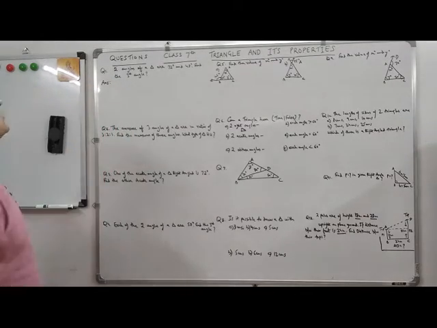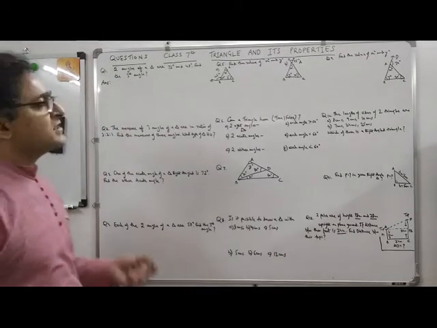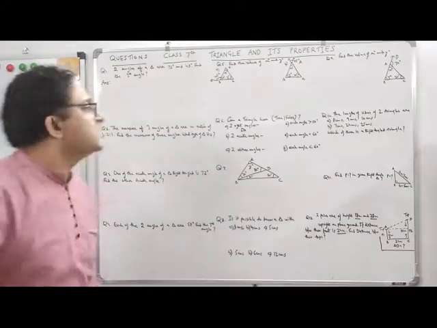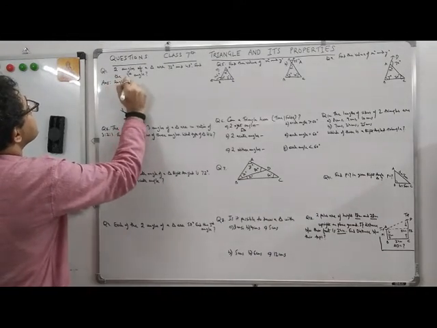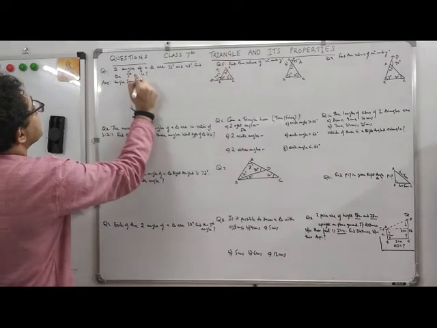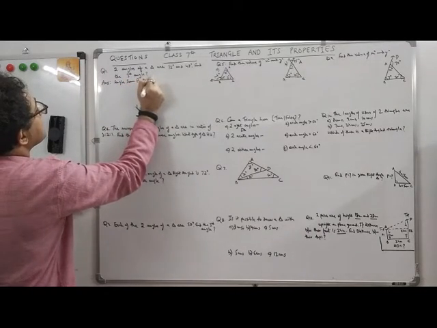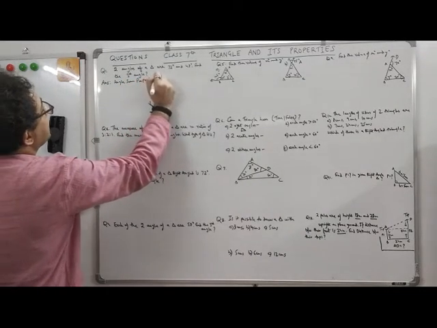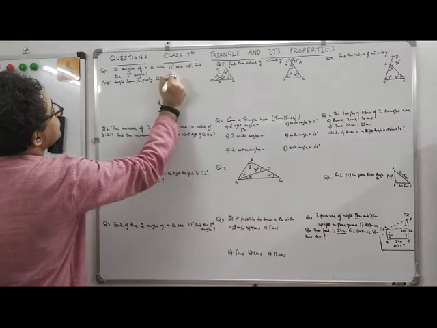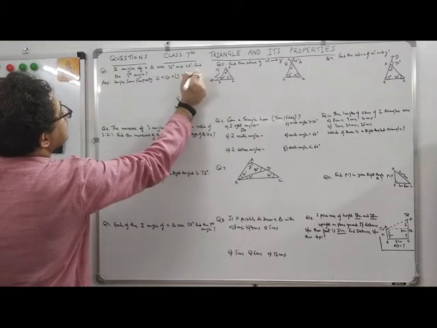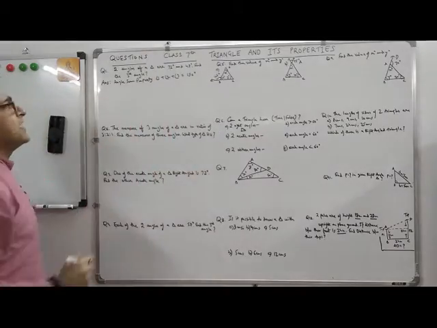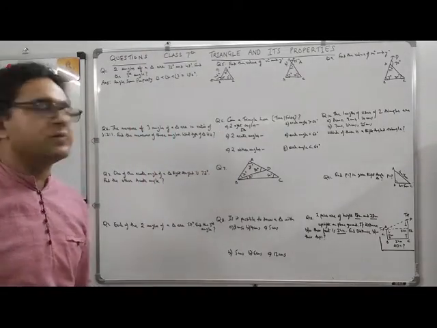For this question, two angles are given. So basically it's the angle sum property, if you remember. Angle sum property, which is angle 1 plus angle 2 plus angle 3 is equal to 180 degrees. Which are the three sum of the angles of a triangle. This is the angle sum property.